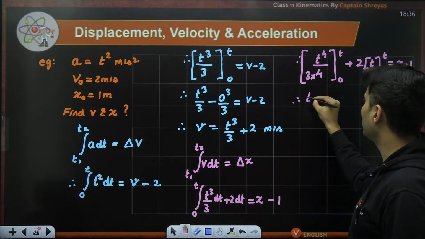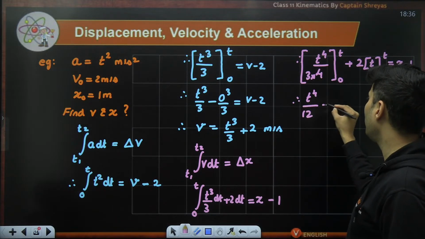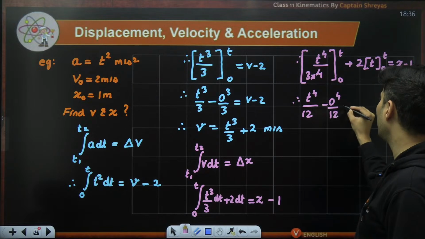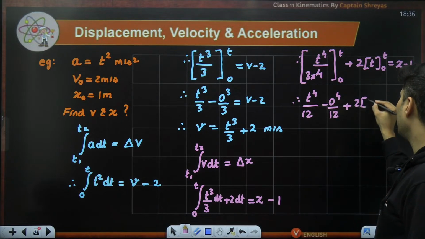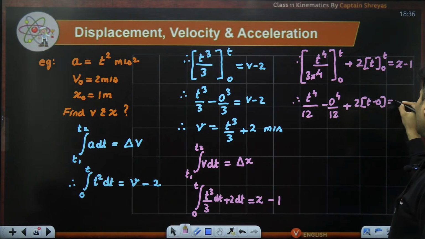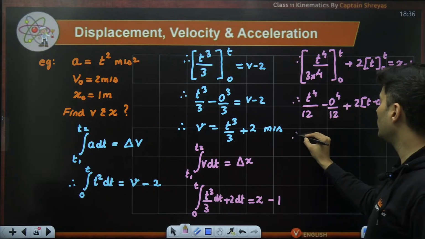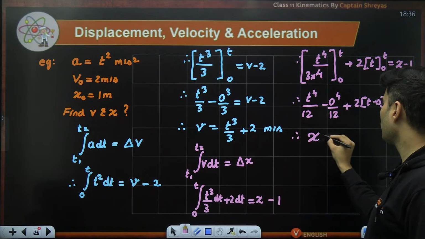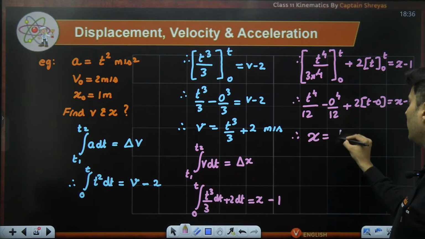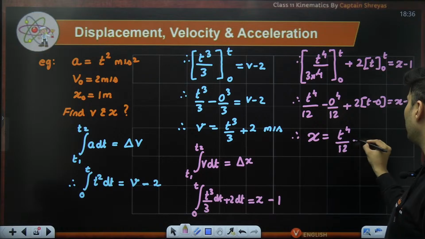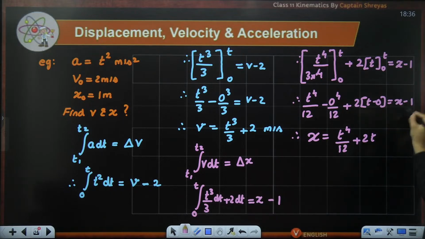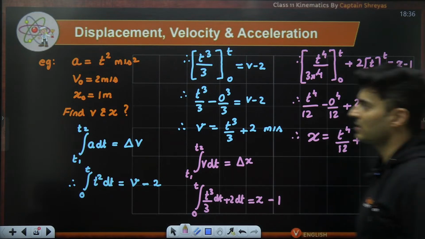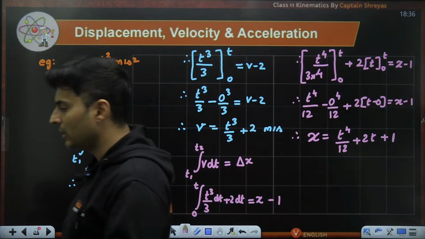So this will be nothing but t raised to 4 divided by 12 minus 0 raised to 4 divided by 12, plus 2 into t minus 0, is equal to x minus 1. Therefore x is equal to, this 1 will go on the other side: t raised to 4 divided by 12 plus 2 into t, and that minus 1 on this side will become plus 1. So this is the value of x. This is how you can do any kind of question, guys.